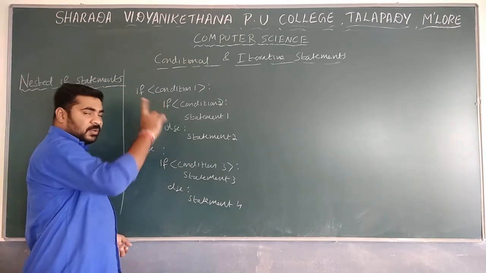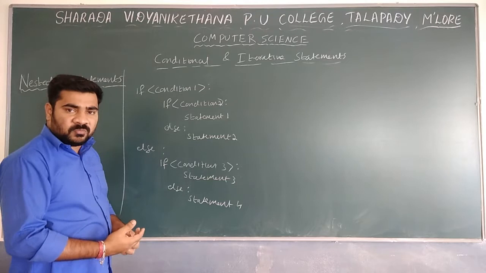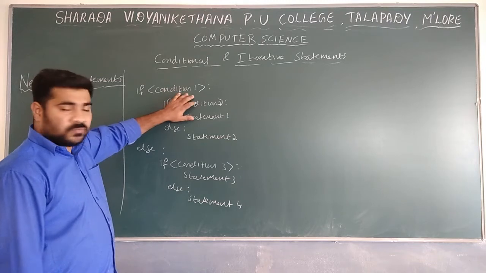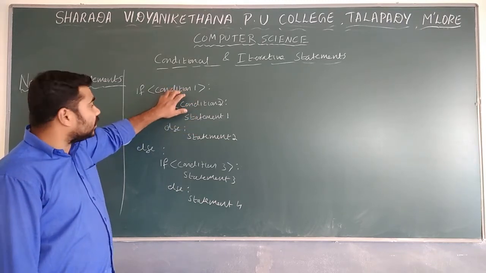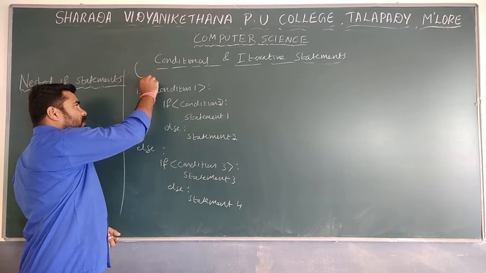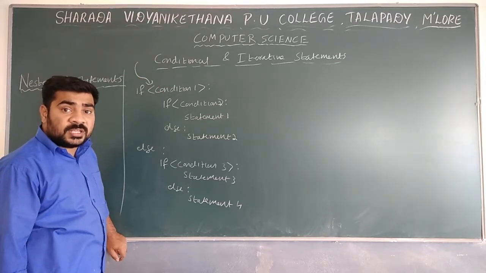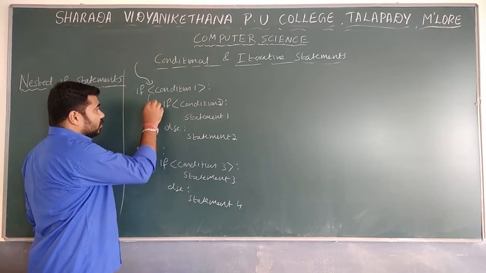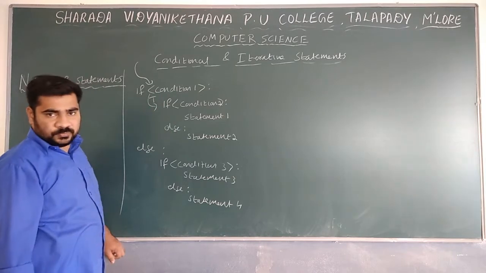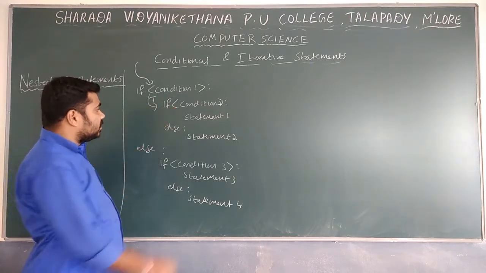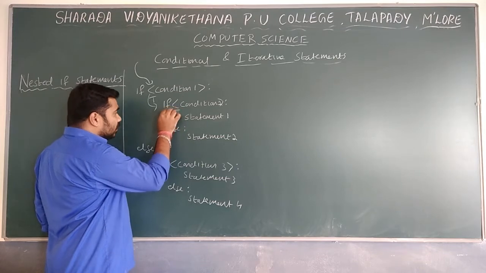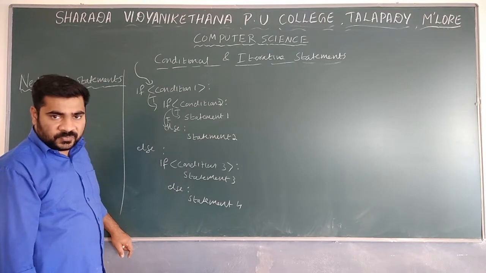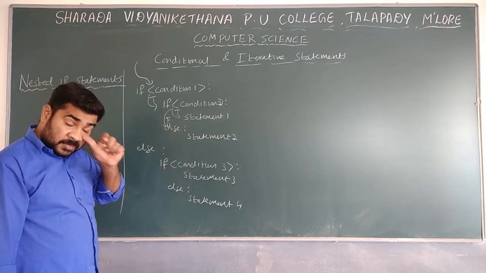Inside the if part, if I write one if statement, or inside the else part also one more if statement, that type of statement is known as a nested if statement. How does it execute? First, control moves to check condition 1. If condition 1 is true, then it checks one more condition, condition 2. If condition 2 is true, then statement 1 is going to execute. If condition 2 is false, then statement 2 is going to execute. Only one statement will be executed.